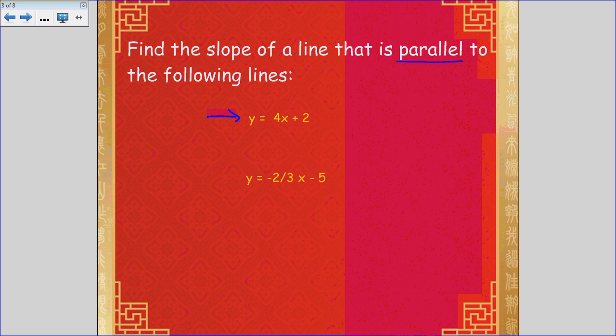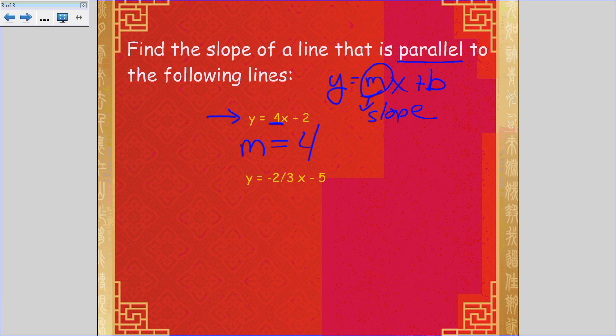So in the equation, y equals 4x plus 2, our slope is our m, right? y equals mx plus b. This m was our slope. Okay, so in the first equation, our slope is 4, so if it's a parallel line, it has the same slope. So the slope of my parallel line would also be 4. Okay? Let's look at the next one.